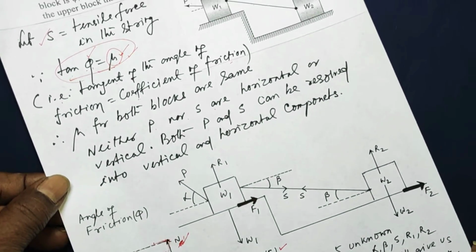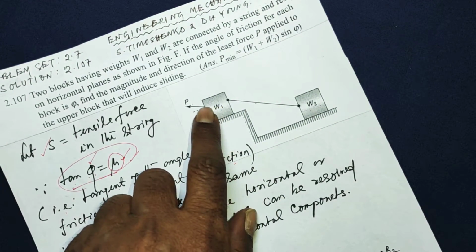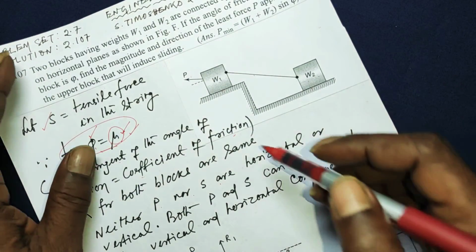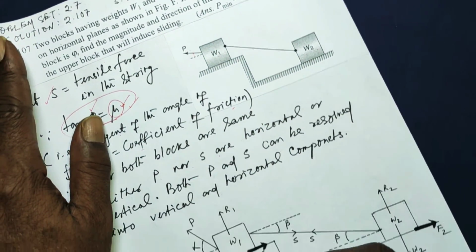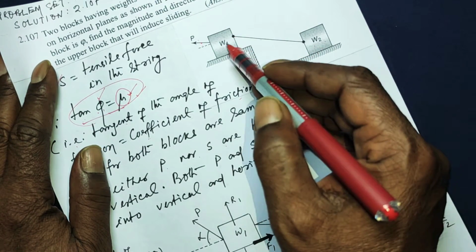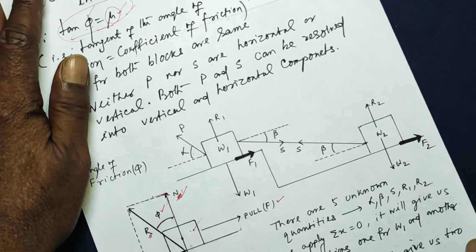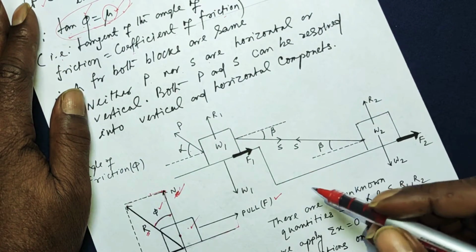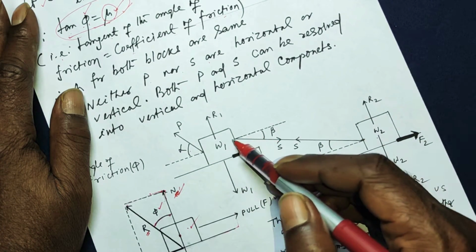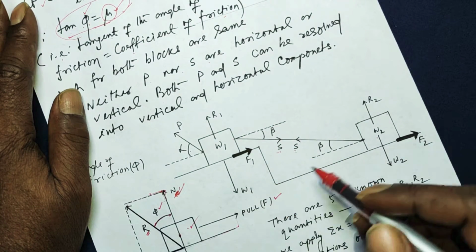Now come back to the original diagram. This W1 is being pulled to this side with a force P. So let me take this angle as alpha, which I have shown here. And the string which is connecting both the blocks W1 and W2, there will be a tension force which I have represented as S. So for this block S is to this side, and for this block S is to this side. The same S, the tension force S.